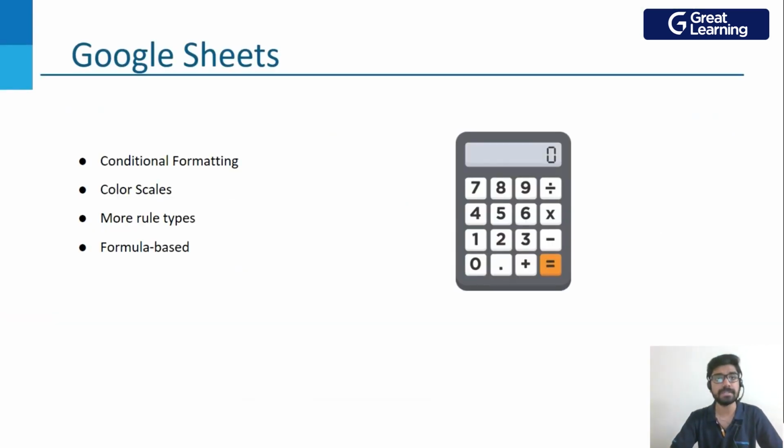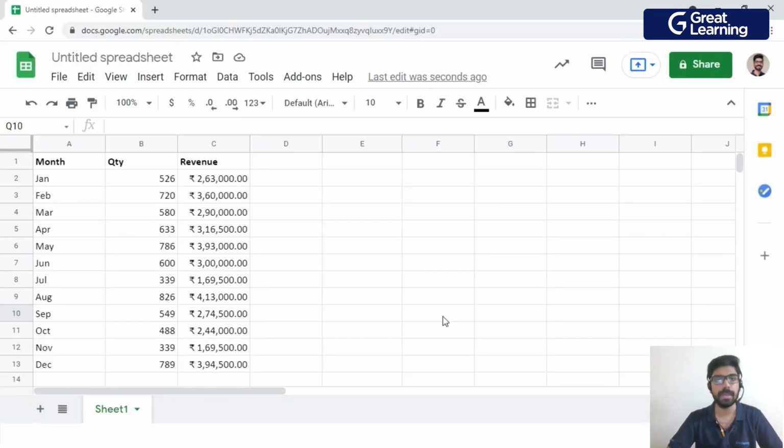Now we have understood how we can implement conditional formatting in Microsoft Excel. So let's move on and see how we can implement conditional formatting in Google Sheets. In Google Sheets, we'll be talking about color scales, top and bottom rules, and formula-based conditional formatting. Now let's move on to the Google Sheets platform and see how to implement conditional formatting there. Now in Google Sheets, we'll try to implement color scales with the data we have here.